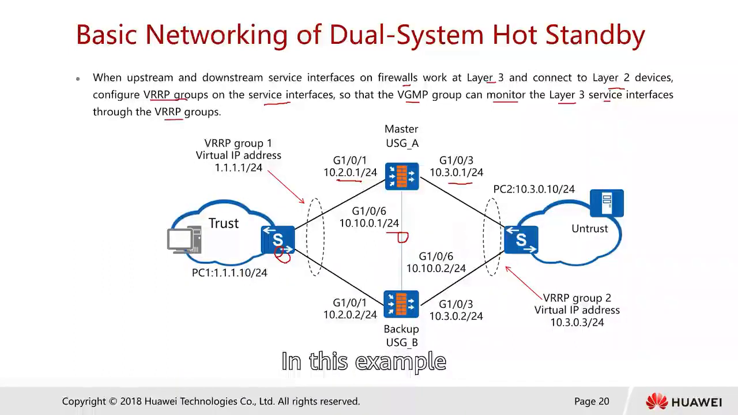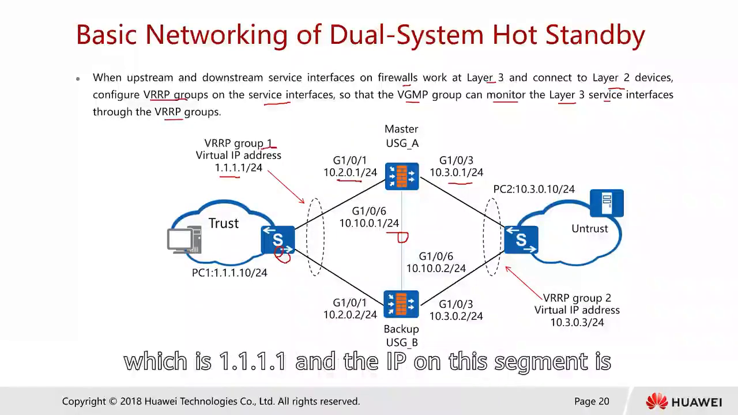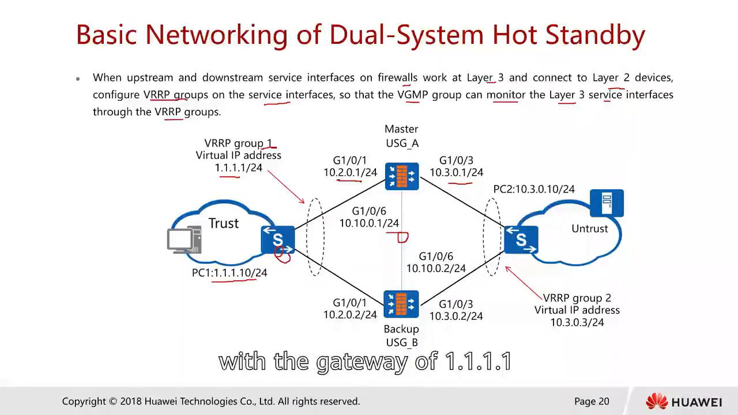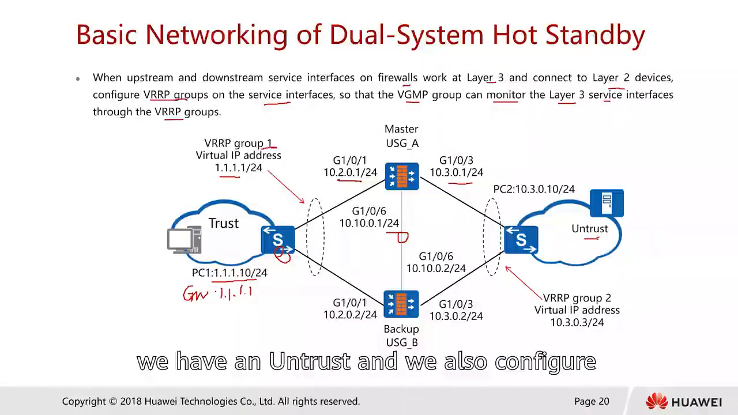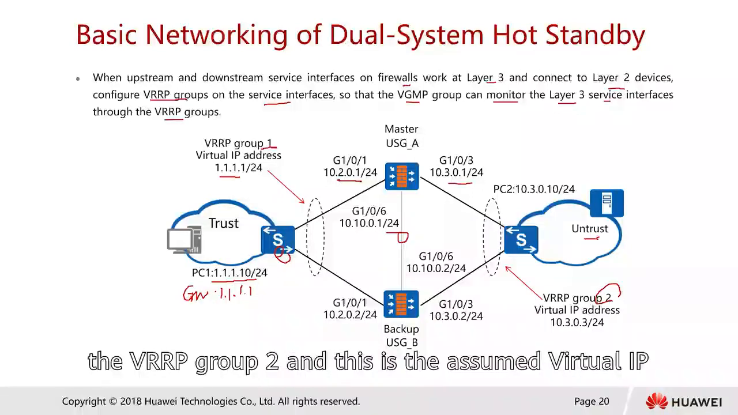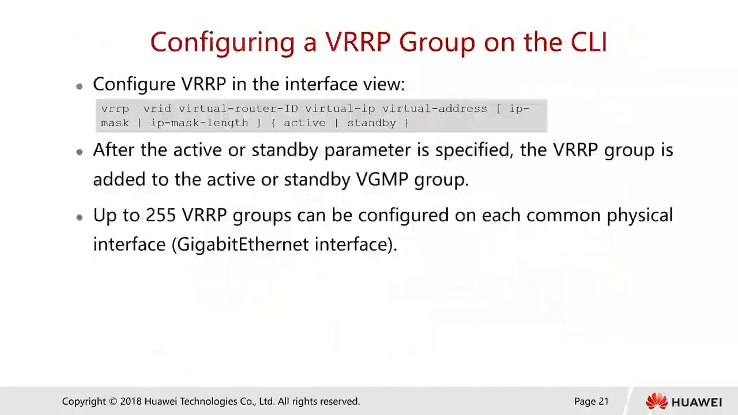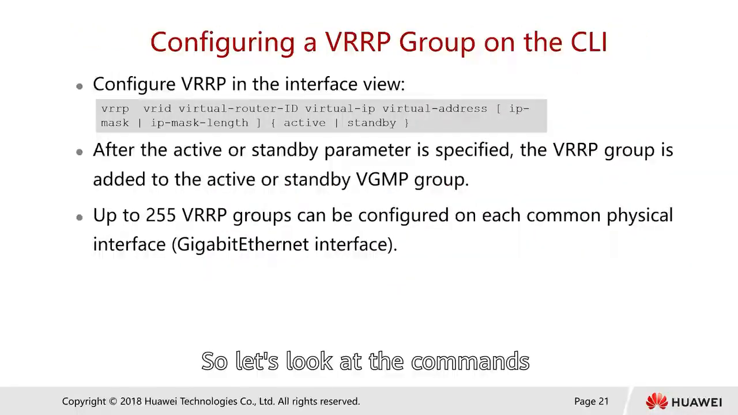Okay, so in this example, we have two VRRP groups. The first one is VRRP group 1, and this is the virtual IP address, which is 1.1.1.1, and the IP on this segment is also 1.1.1.10 with the gateway of 1.1.1.1. Okay, and on this side we have untrust. Okay, and we also configured VRRP group number 2, and this is the virtual IP. Okay, so let's look at the commands.